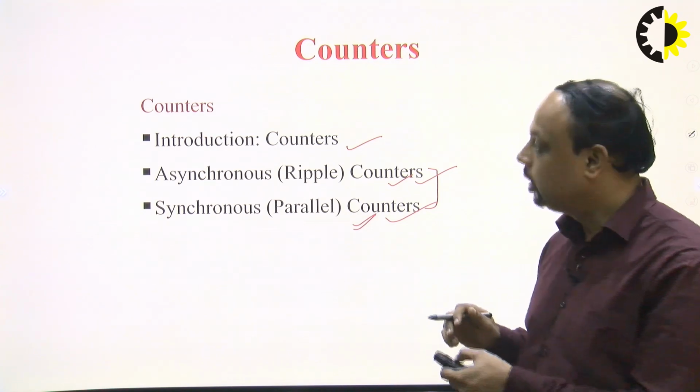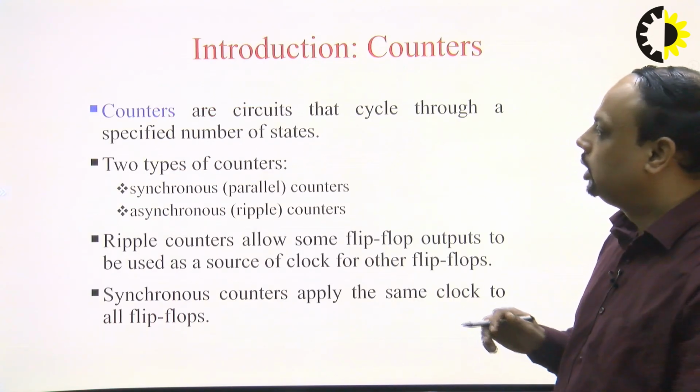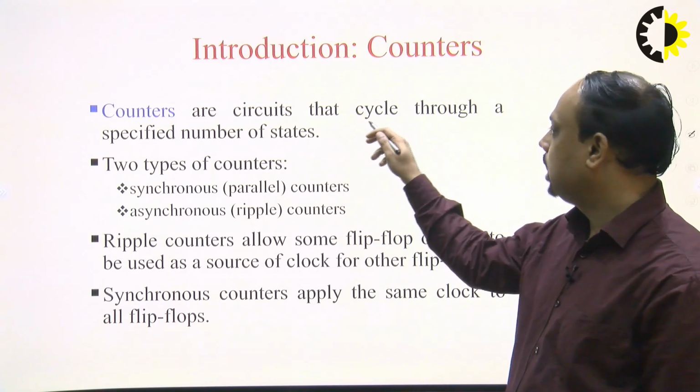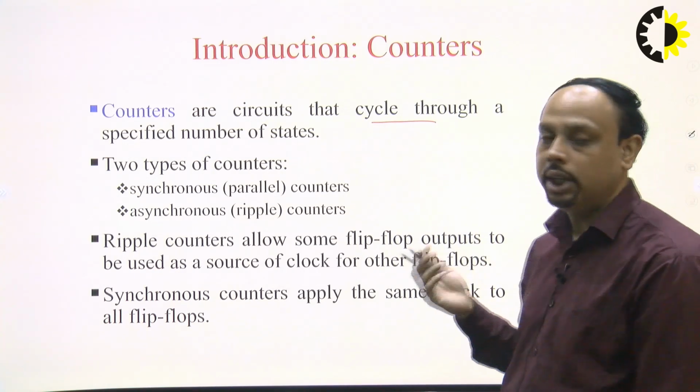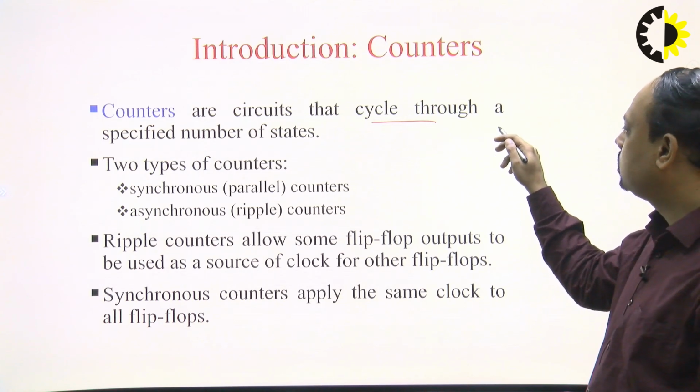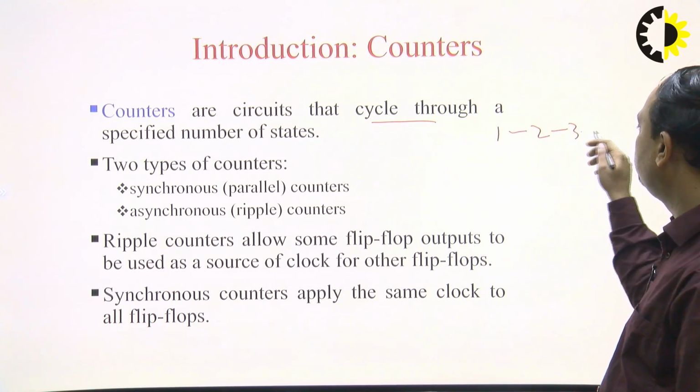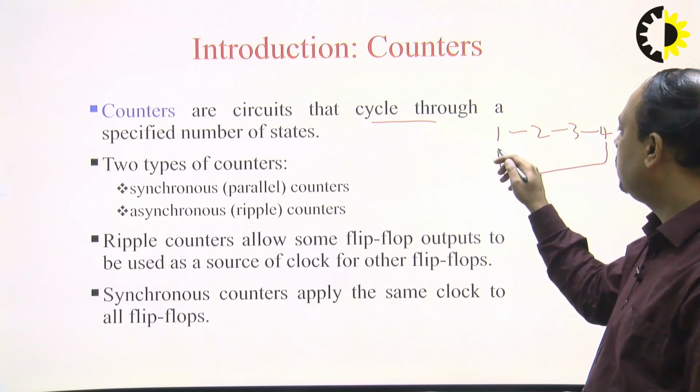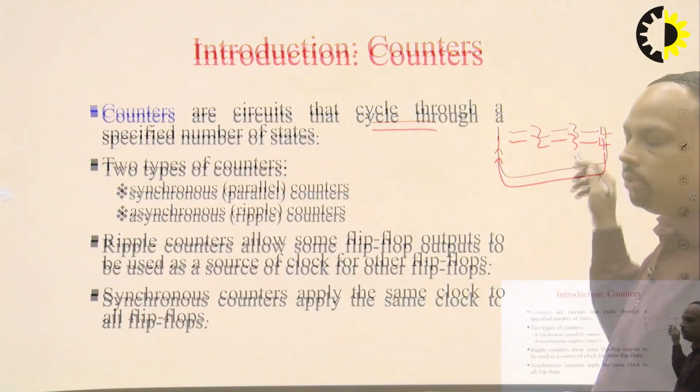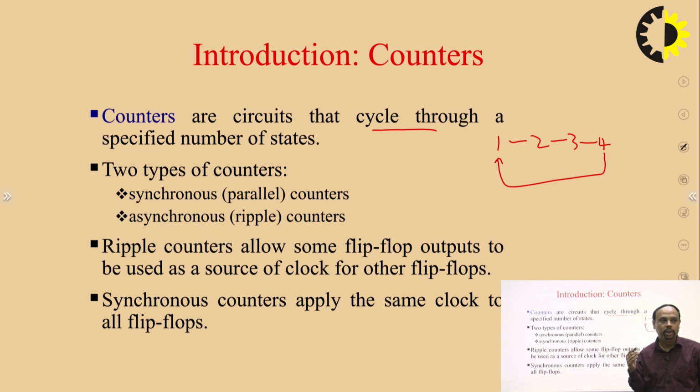The counter is a circuit that cycles through a specific number of states, like it counts 1, 2, 3, 4 and then repeats 1, 2, 3, 4, 1, 2, 3, 4. In this way, this is a 2-bit counter that counts 0 0, 0 1, 1 0 and 1 1 and then repeats itself. So the counter is generally a thing that counts a certain number of digits. It is classified into two categories, parallel and ripple counters.